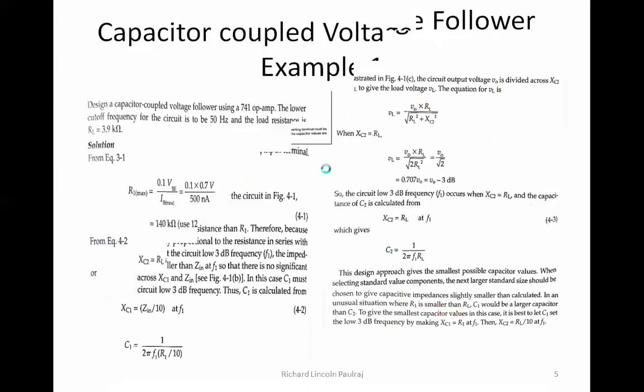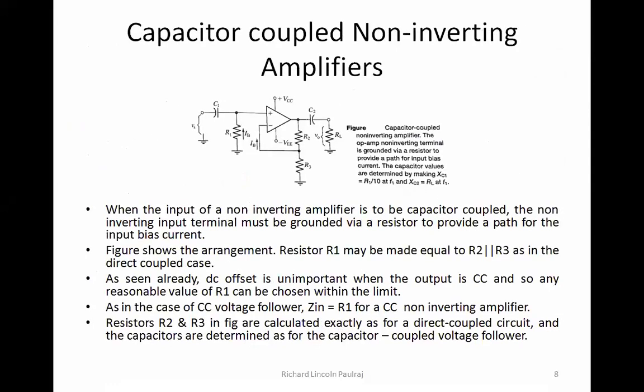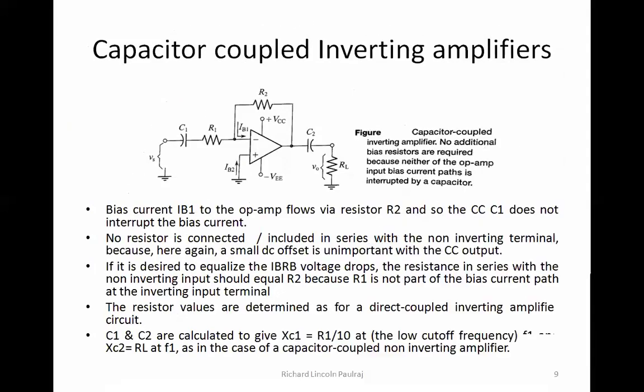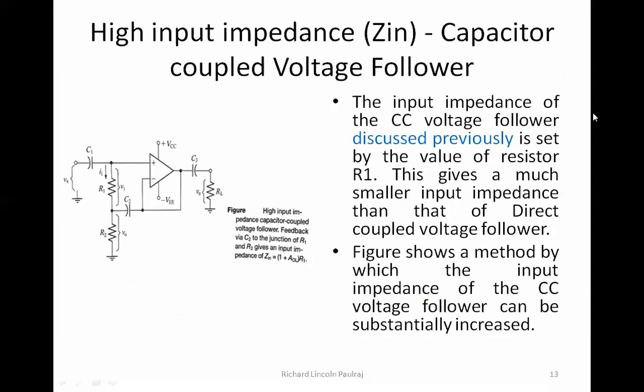Keeping that circuit as a reference, now we'll be dealing only with the high input impedance, which is Zin. This value of the resistor was decided by R1. So this gives a much smaller input impedance than that of the direct coupled voltage follower. So we are looking at building up the input impedance. What can I do to make this input impedance very large? That is our goal as designers or engineers.